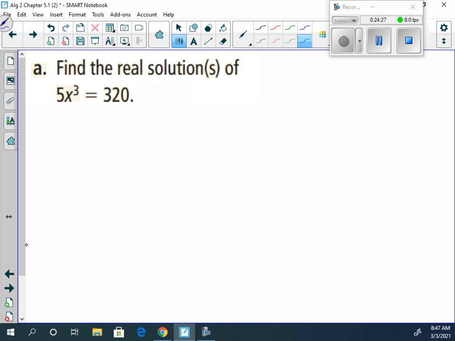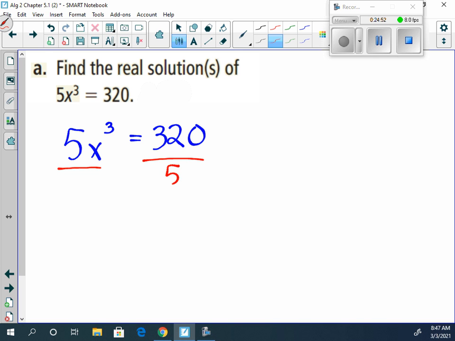All right, find the real solutions for 5x to the third equals 320. So our first step is to get the variable or term to a power by itself. Is it by itself? No, so what do we need to do? Divide both sides by 5.